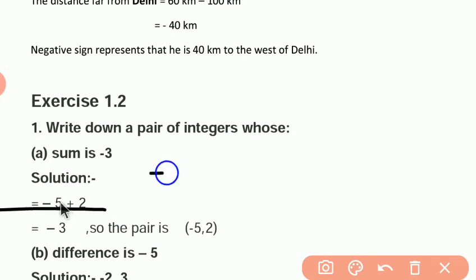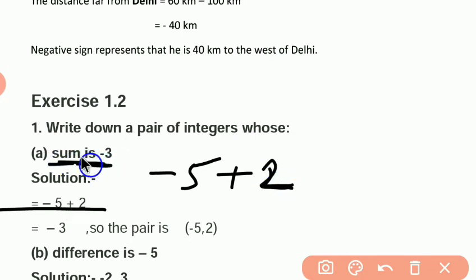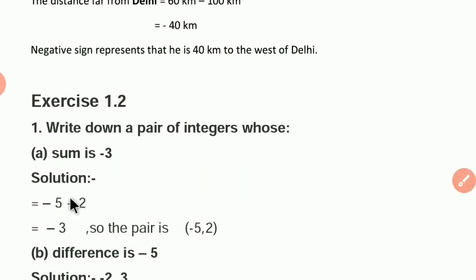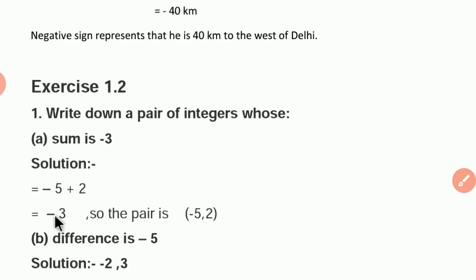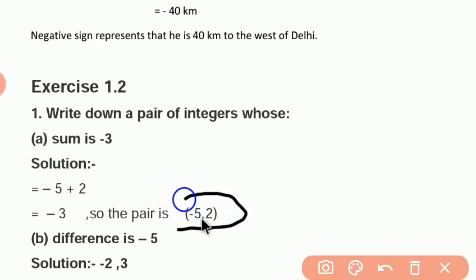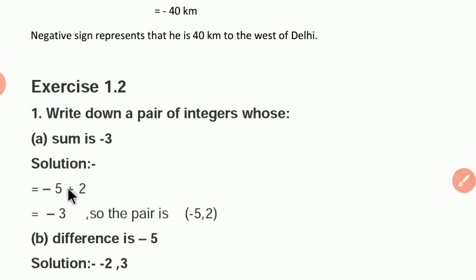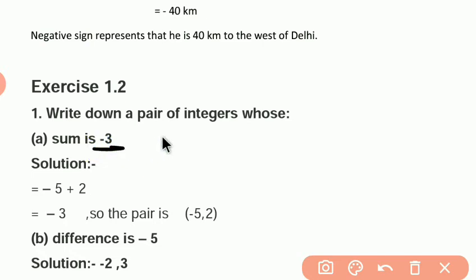Let us check. First we have taken minus 5, plus 2. Why have we taken plus here? Because we have to find numbers whose sum, that means if we add. So minus 5 plus 2. Minus and plus, so 5 minus 2 is 3, which gives minus 3. So the pair is minus 5 comma 2. If we add minus 5 and 2, we will get the answer minus 3. Here you can see that the answer given is minus 3, which means we have to take the larger number as negative. Then only we will get the answer minus 3.